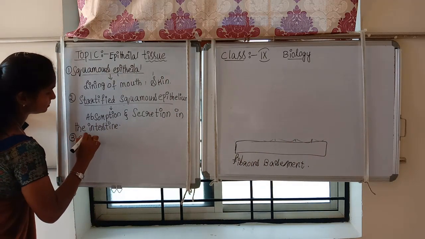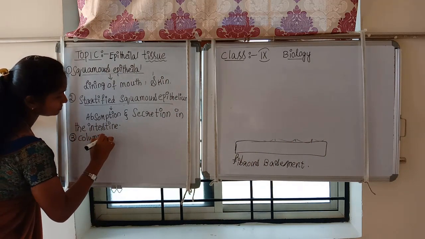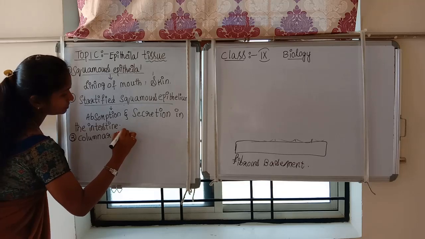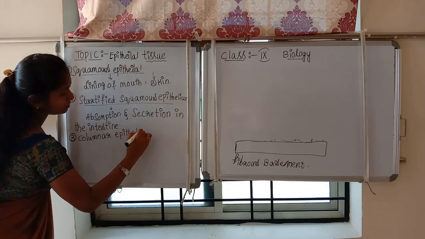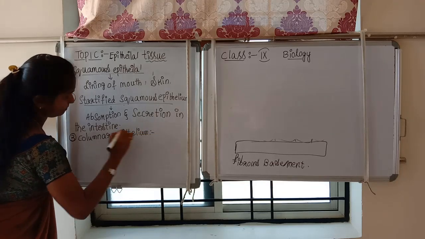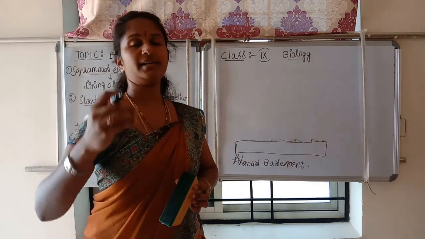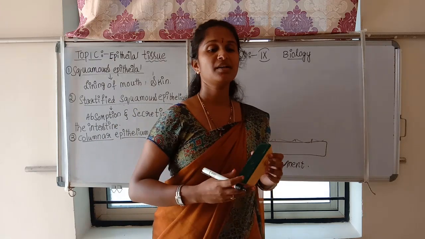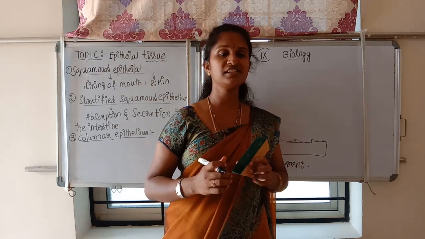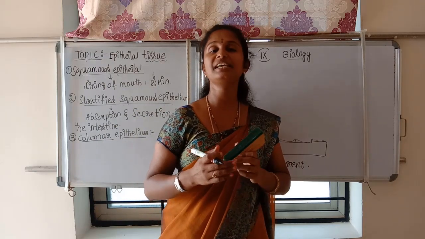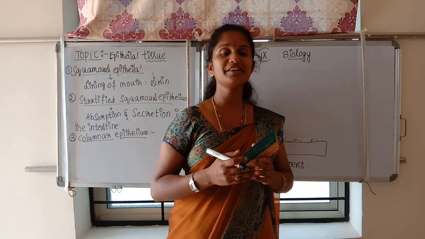Third one is columnar epithelium. How will it be present? Now we will see. Pillar. It looks like a pillar form. The columnar epithelium facilitates movement across the epithelial barrier in the respiratory tract.